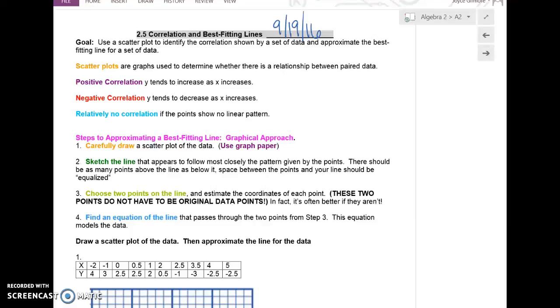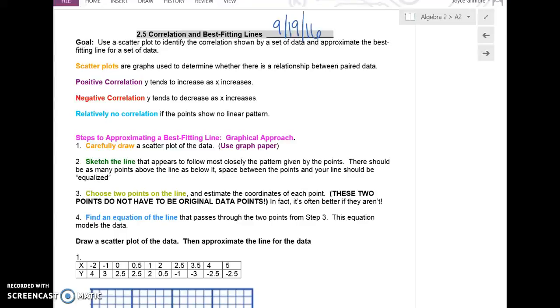Scatter plots are graphs that are used to determine whether there's a relationship between pairs of data. For example, if the x-axis represents the number of days we have school, and the y-axis represents how many animals are at the zoo, is there any relationship whatsoever between the number of days we have school and the number of animals in the zoo? No, there's no relationship whatsoever.